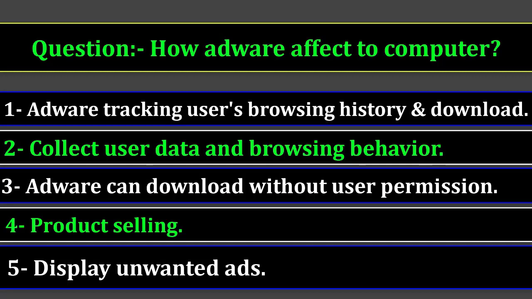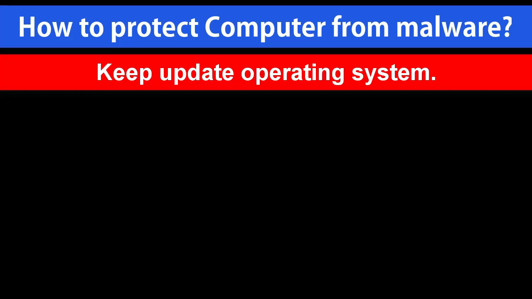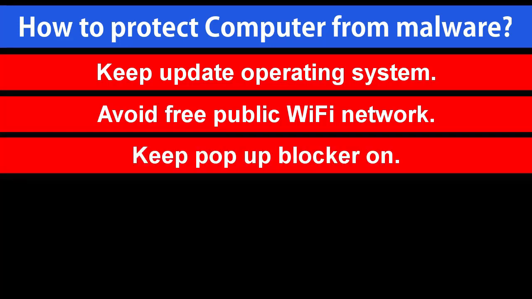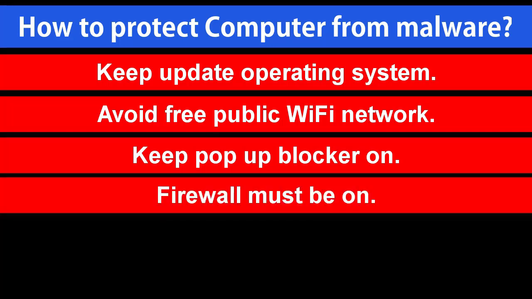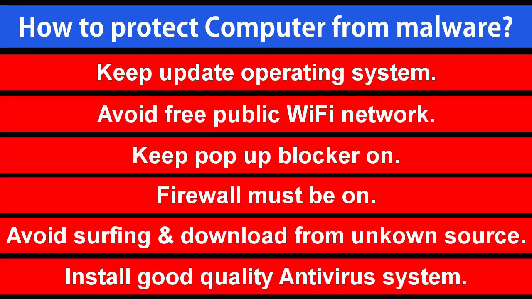At the end of this tutorial, I'll suggest some safety tips. Let's see how to protect your computer from malware. Number one, keep the operating system updated. Number two, avoid free public Wi-Fi networks. Number three, keep the pop-up blocker on. Number four, the firewall must be on. Number five, avoid surfing and downloading from unknown sources. And number six, install a good quality antivirus system.